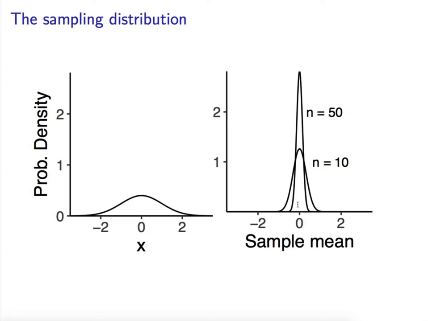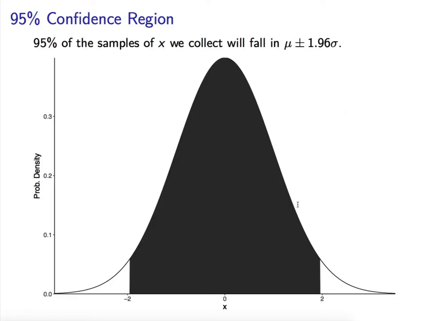Now, 95% of the samples that we collect are going to fall within plus or minus 1.96 times the standard deviation of the mean. This forms the basis of our confidence interval. And as a side note, if we calculate the area under the curve, it's going to be equal to 1 for all distributions. So the value 1.96 here is found by looking for the critical value where this area is equal to 0.95.